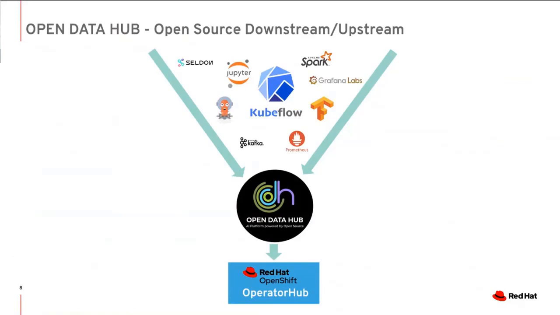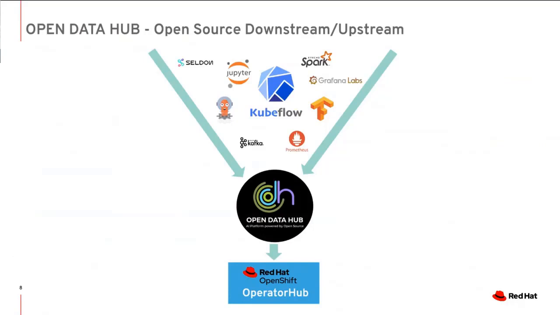With the recent release of Open Data Hub 0.6, we're currently on version 0.7, we are an official downstream of Kubeflow. The Kubeflow project is a project to bring together all these data science tools into an ecosystem that works on Kubernetes. And we do the work to make sure that this workflow also works on OpenShift, but we also bring in a lot of products that aren't covered by Kubeflow. And all of this is available on Operator Hub.